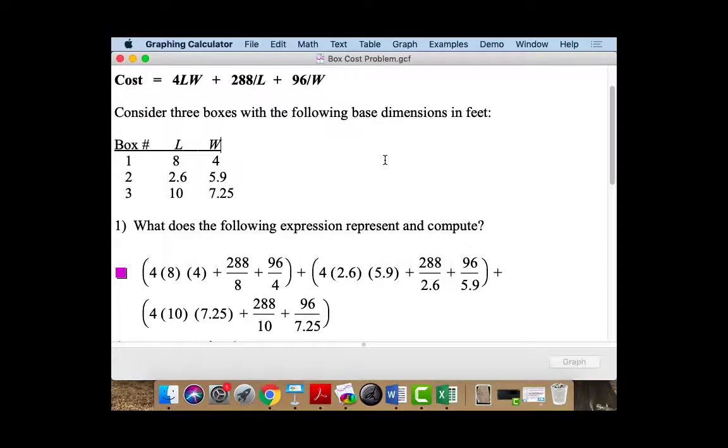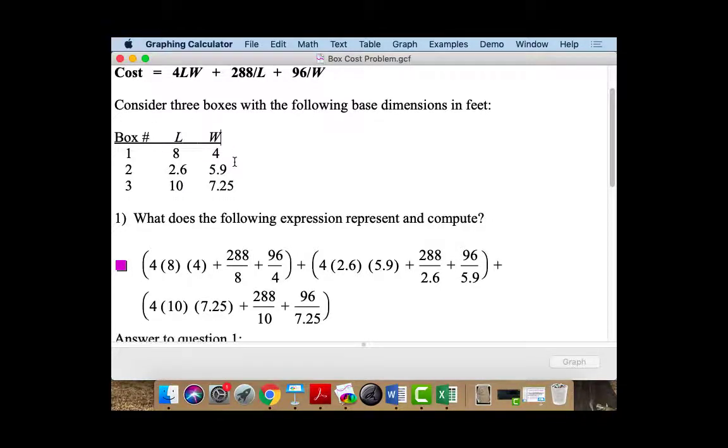So this cost, now this is a function where there are 2 different input variables. L's and W's are things that can vary, well, we'll be putting in specific values of L and W. If I let either one vary, the cost varies. These are just 3 specific box sizes. But the cost depends on both L and W, agreed?